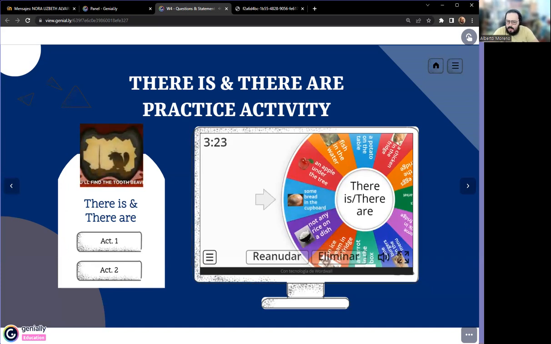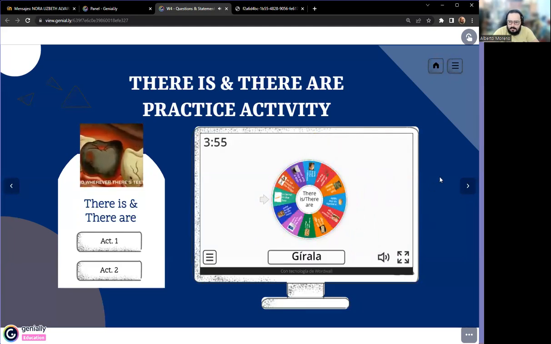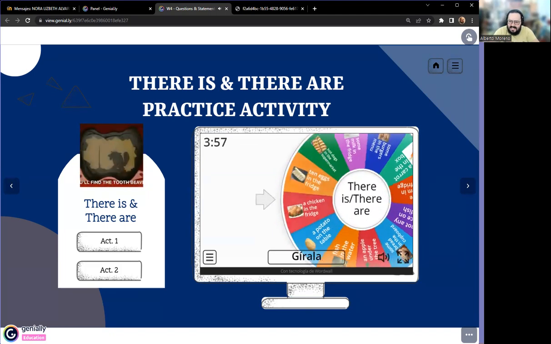Some bread in the cupboard. Sabrina Mora. ¿Sí está Sabrina? No se escucha. Nope. Bueno, Naila. Voy, maestro. Sería, there is some bread in the cupboard. Yes. Good.